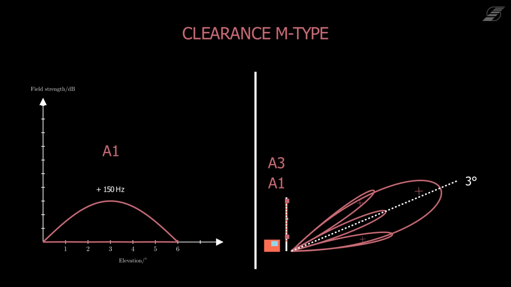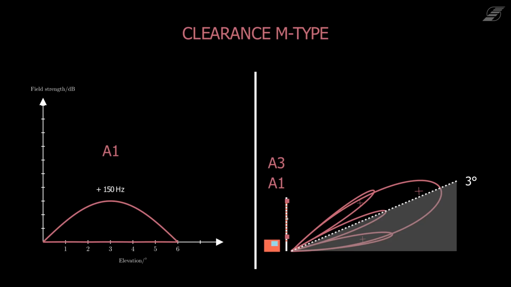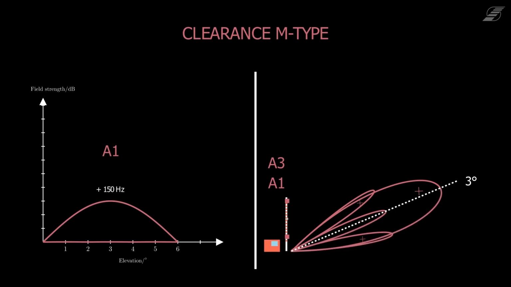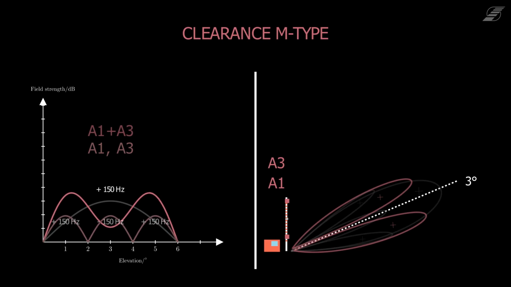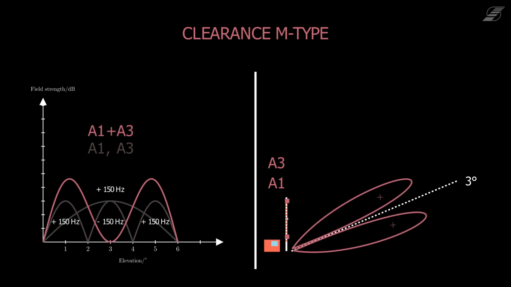The clearance signal needs to cover a wide enough area below the angle of 3 degrees to compensate for the attenuation of the course signal in that area. It should also be as low as possible in the area around 3 degrees to make sure that the course signal in that area is stronger than the clearance signal. To achieve this, the lobes of antenna A1 and antenna A3 are added. They level out to 0 at the angle of 3 degrees and add up below 3 degrees. Therefore, a coverage for the intended area is achieved.